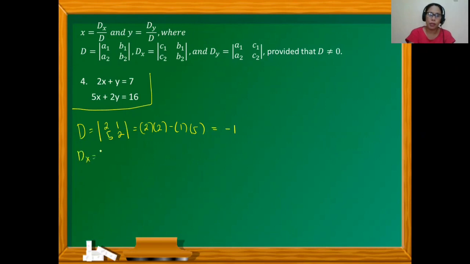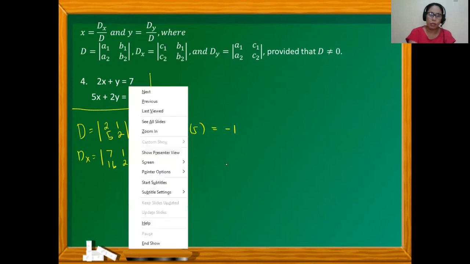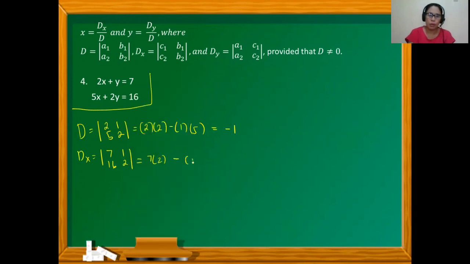While d sub x is c1, c2. So we have 7, 16 respectively. And then b1, b2, we have 1 and 2 respectively. And then 7 times 2 minus 1 times 16. Okay? So this is 14 minus 16. So this is negative 2.